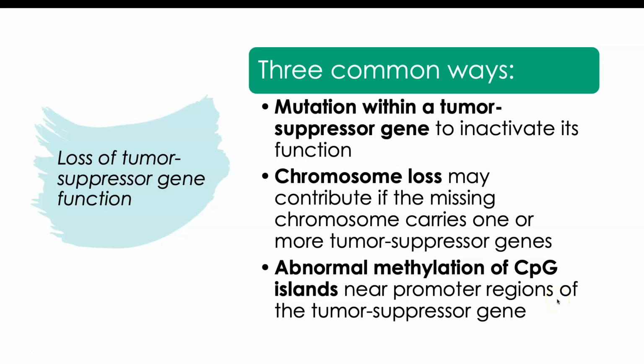Hi, everybody. Welcome back. So we can basically turn off or lose the tumor suppression power of a tumor suppressor gene by breaking that gene. And we can break that gene either by having a mutation in the gene that renders it inactive. We might have chromosome loss, which would contribute if the piece that's missing actually carried a piece of our tumor suppressor gene, right? Or you can methylate your tumor suppressor gene.